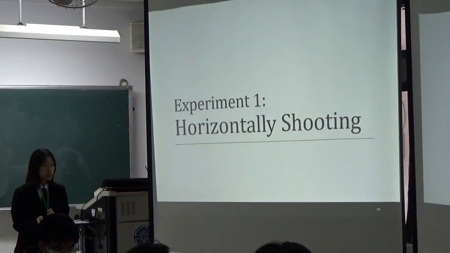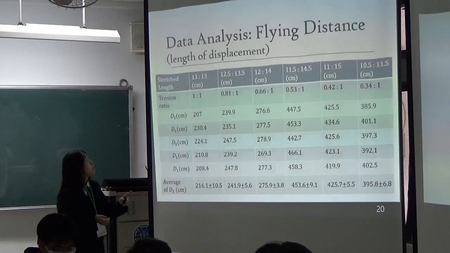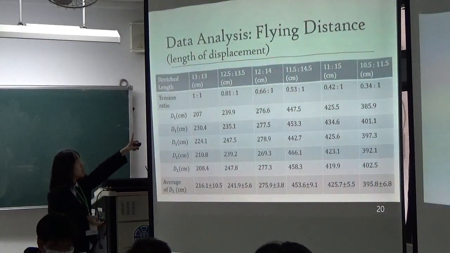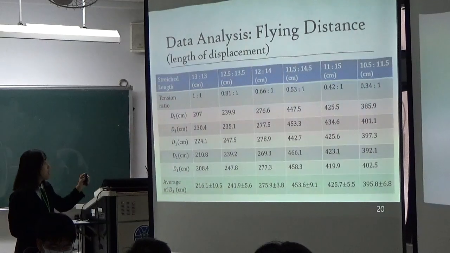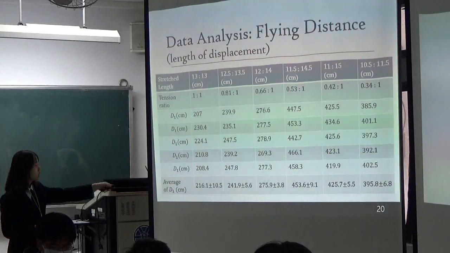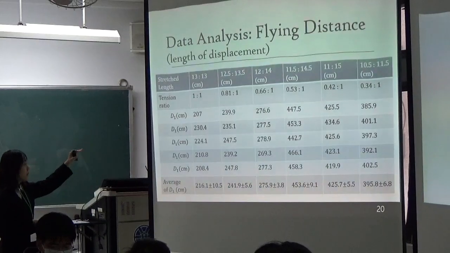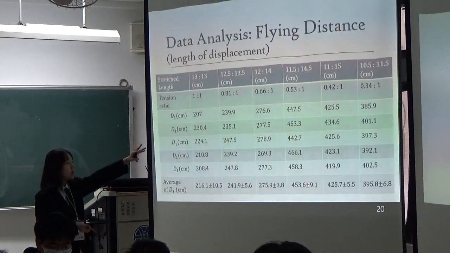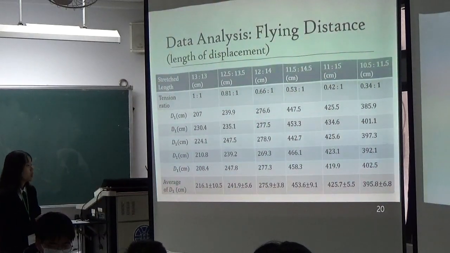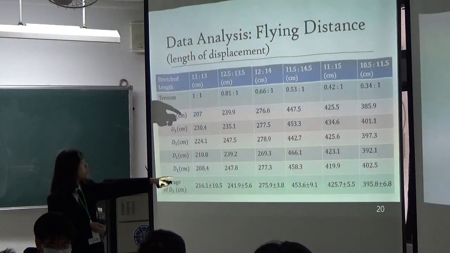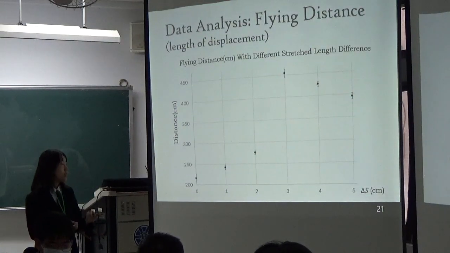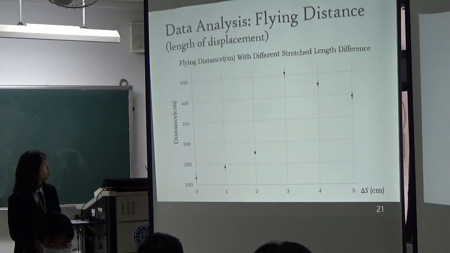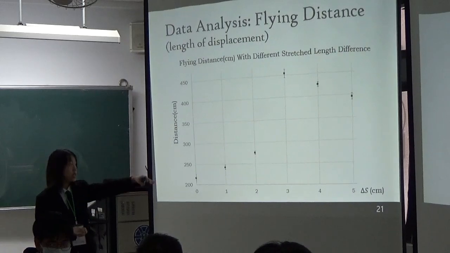So experiment 1 is when I shoot the rubber band horizontally. We can see that when the delta S is 0, there is a larger difference between the 5 times of experiments. And when the tension ratio becomes smaller, we can see that there is a peak where the delta S is 3 centimeters in this experiment. And when the delta S becomes larger, it starts to decay.